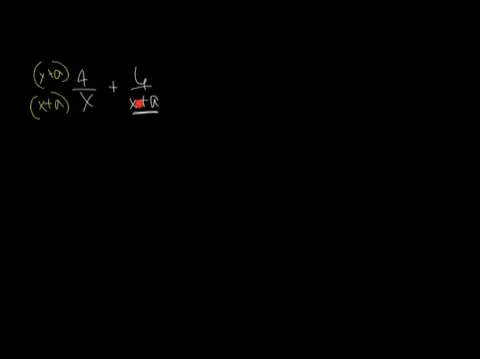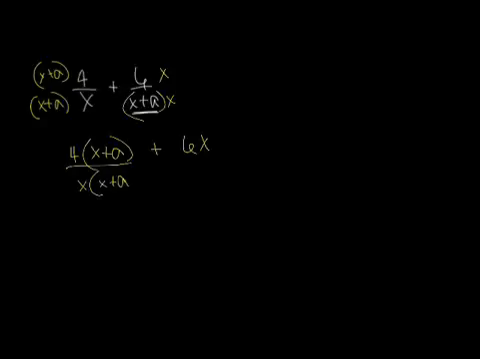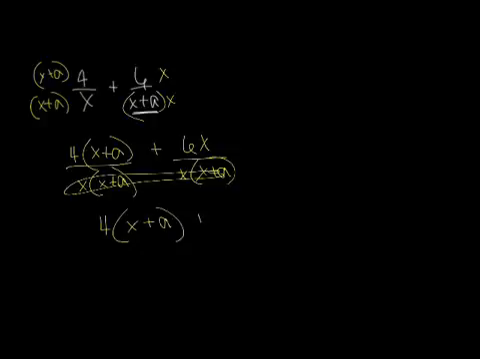Okay. Now I'm looking here and I'm saying, well, what do I have over here that I don't have over here? Well, I don't have a standalone x. So let's do that. So now I have 4 times x plus a plus 6x, and this is over x times x plus a, and this is over x times x plus a. And because they're both over the same denominator, I'm going to write them as 4 times x plus a plus 6x all over x times x plus a.